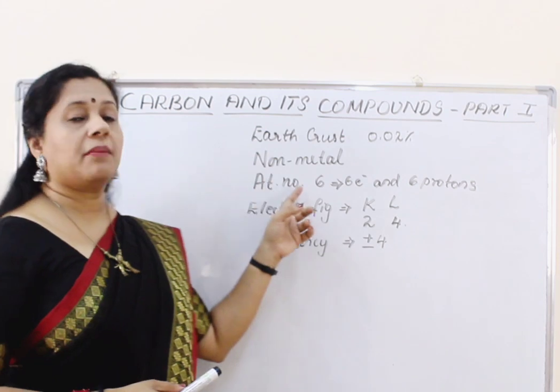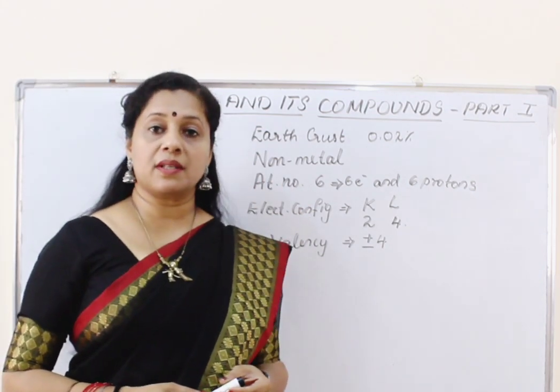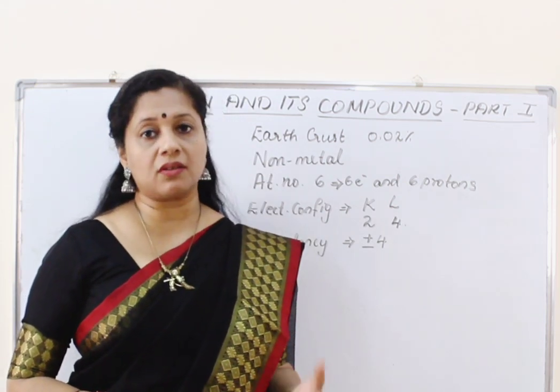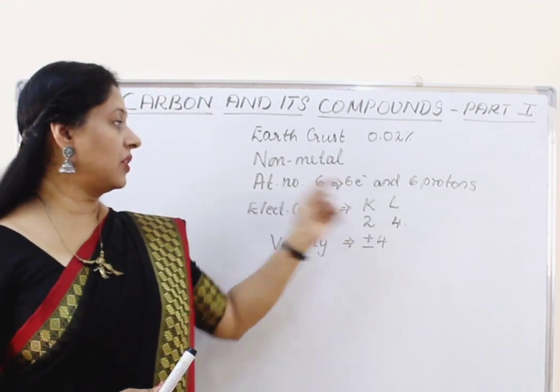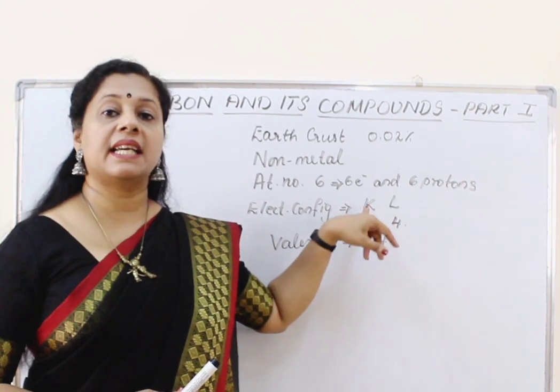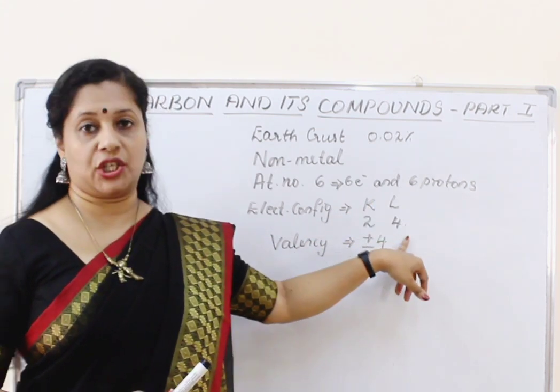Carbon has got atomic number 6. 6 atomic number means what? Number of protons is 6. If number of protons is 6, what is the number of electrons? Again 6. Now, if you write the electronic configuration based on the atomic number, we can see that it is 2, 4. That is, K shell can have maximum 2 electrons. The other 4 will go to the L shell, right?